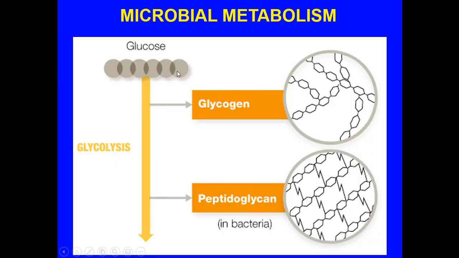Here is the glucose. We take some of the molecules, the intermediates, as they're going through glycolysis, and shunt them over to make glycogen. And here are these long chains. Each one of these hexagons is a glucose molecule.